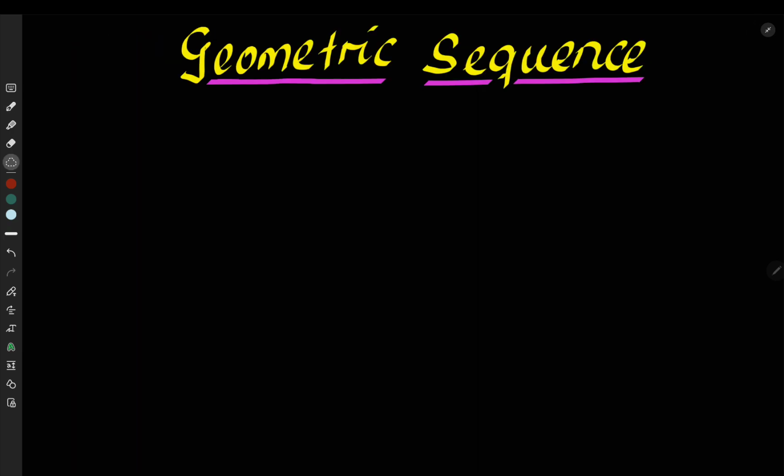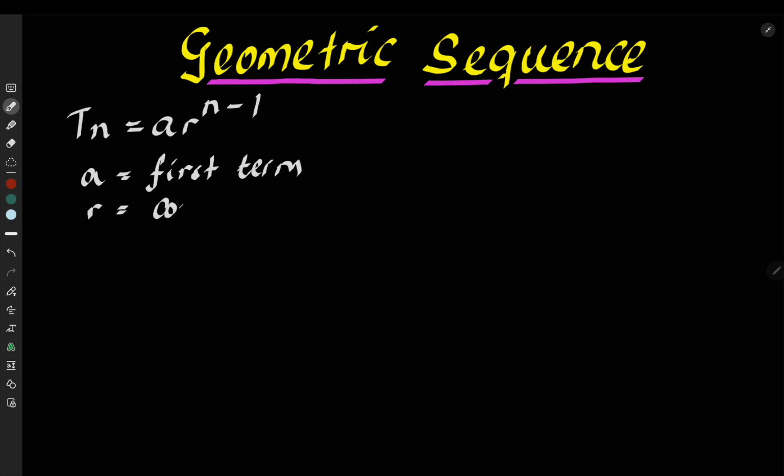Now, moving on with the geometric sequence. Remember, we're also discussing the general formula. The geometric sequence has a general formula: Tn is equal to ar to the power n minus 1. Where in this case, your a is equal to the first term, so that is the first term of the sequence. And r is the common ratio.